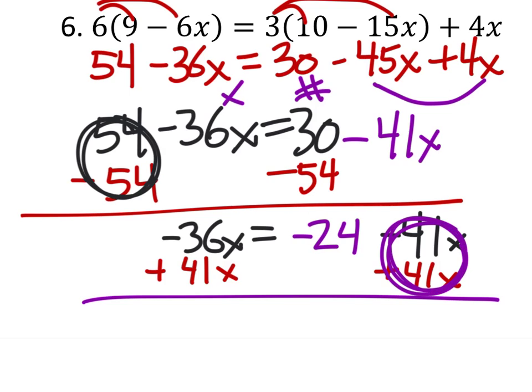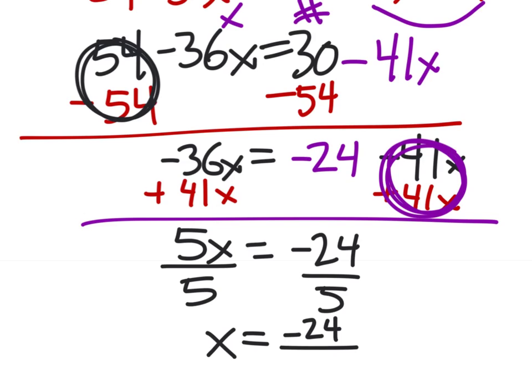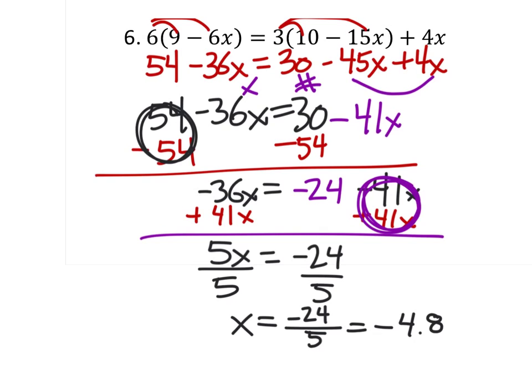Alright, so that gives me a 0 right there. And what I have left is a negative 24 and negative 36x plus 41x. That's going to give me a 5x. So continuing this process, we're going to divide by 5 on both sides so that the x is by itself. And we'll find that x is a negative 24/5. I believe if you want to use the decimal on this, it's going to be a negative 4.8. We can use any of these values. It's up to you. You can use a calculator. It won't matter. Okay, but I like the fraction, so I'm going to stick with it.